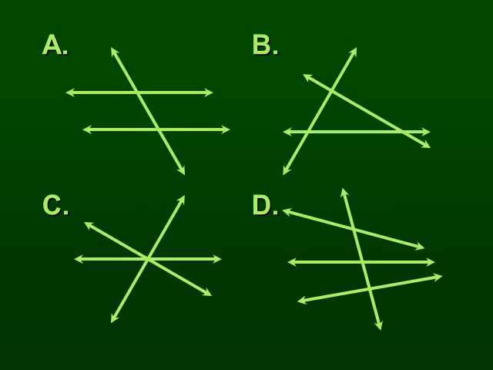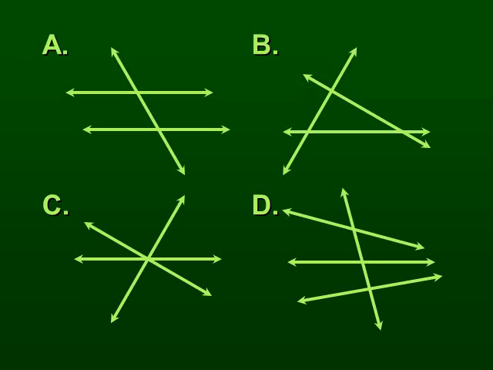Which one of these do you think are transversals? Okay, let's look at letter A. Those are probably parallel lines. Those are coplanar lines. They're in the same plane, and it is intersected by one line in two distinct points. So A fits our definition. B also fits our definition. It is also two or more distinct coplanar lines.